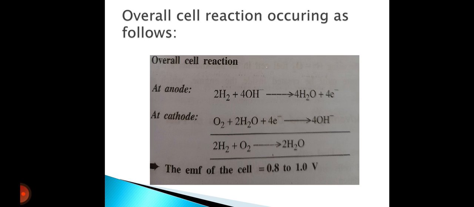Let us see the overall cell reaction. So at the anode, what happens? Hydrogen reacts with the hydroxyl ion to form water along with the electron. Similarly at the cathode, oxygen reacts with the water molecule along with the electron to form hydroxyl ion. So as an overall reaction, hydrogen reacts with oxygen to form water. The EMF of the cell is around 0.8 to 1 volt.